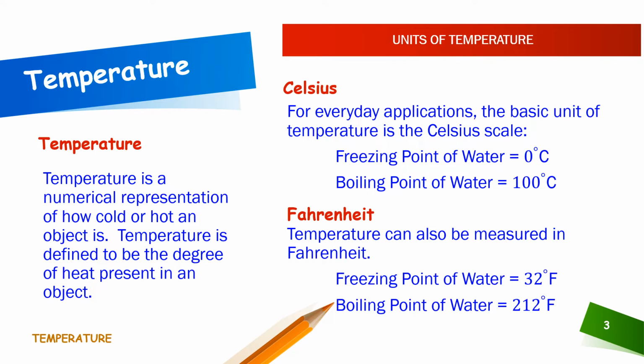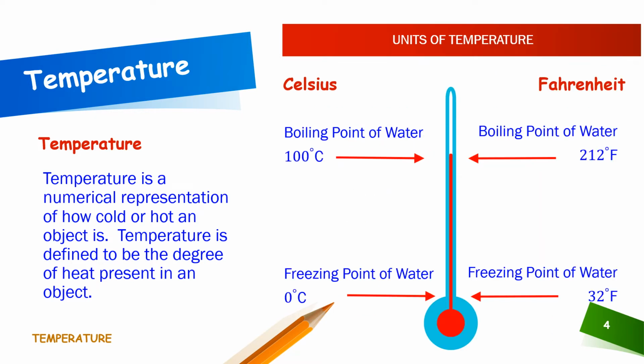The second basic unit for measuring temperature is Fahrenheit. The freezing point of water on the Fahrenheit scale corresponds to 32 degrees Fahrenheit, and the boiling point of water corresponds to 212 degrees Fahrenheit. The distance between these two is divided into 180 equal intervals. A summary of the temperatures can be seen in the diagram on your screen.